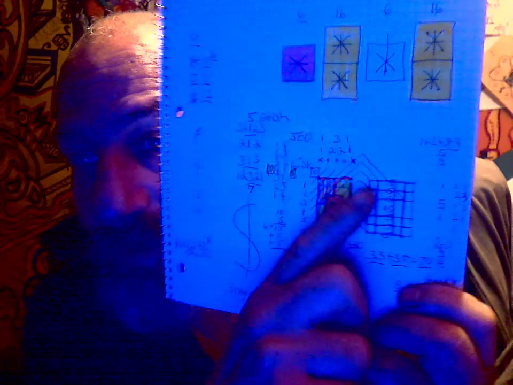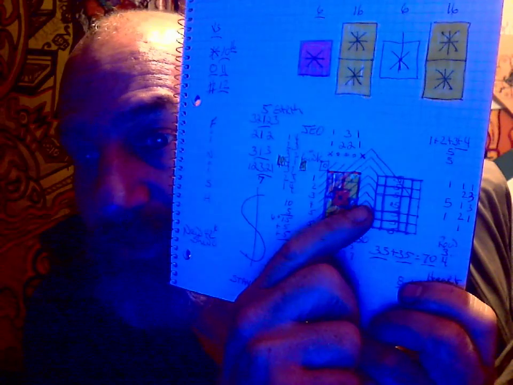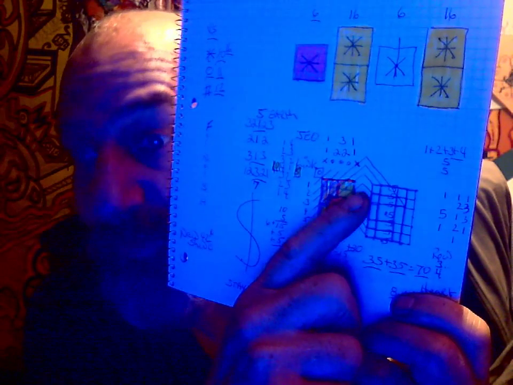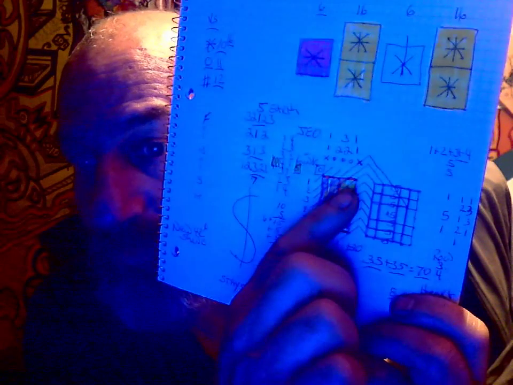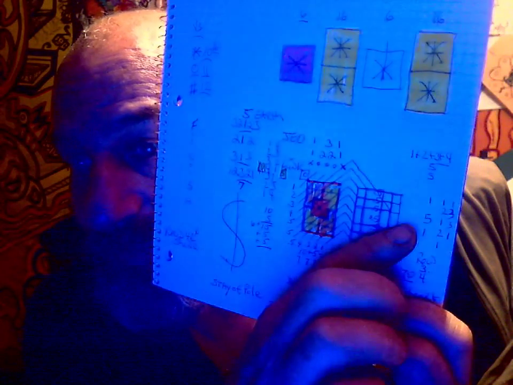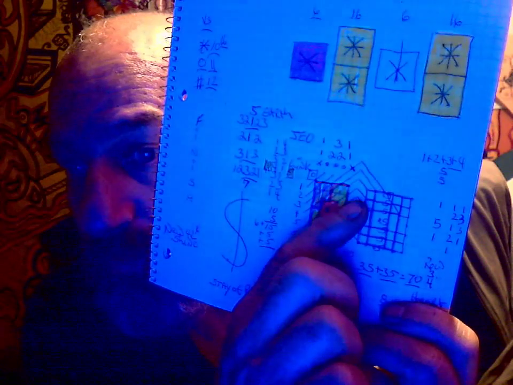Here's the bottom of the card. Here's the top of the card. In between is 1, 2, blank 3, 4, 5. 1, 5, 1. 1 on the outside, 1 on the outside. 1, 2, blank 3, 4, 5 on the inside. Then 1. 1 with 2.